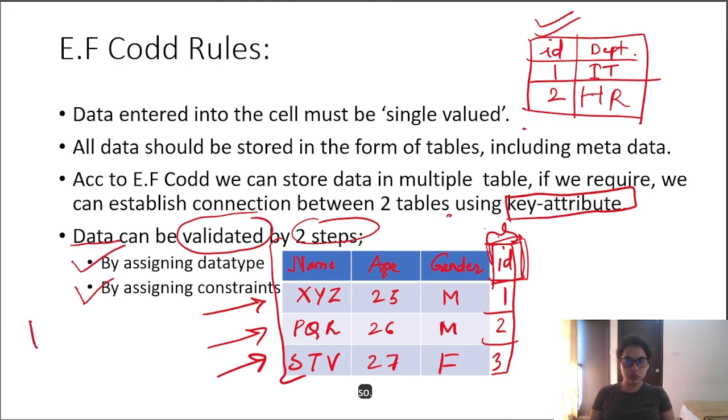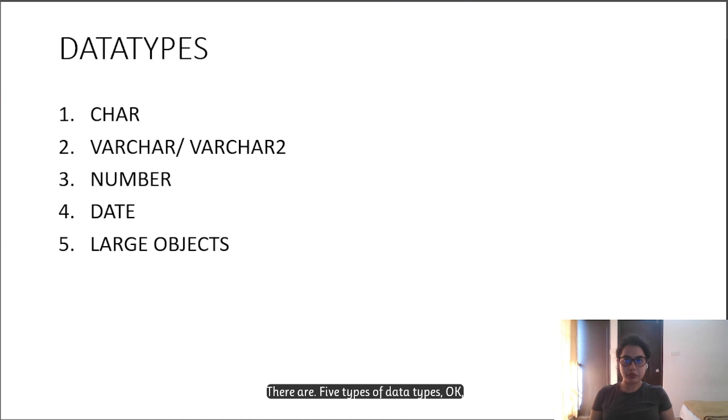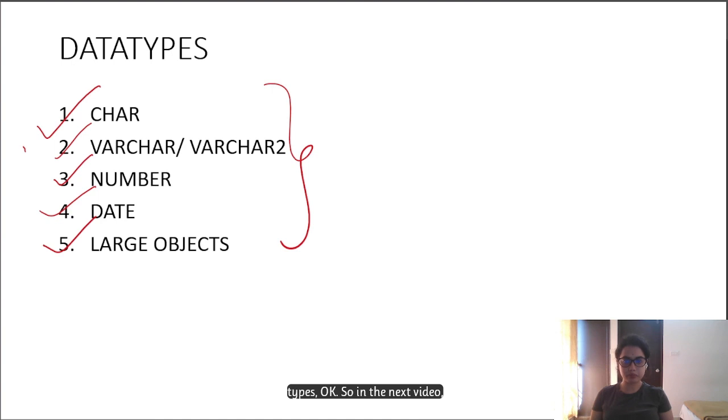Okay, so there are five types of data types. Okay, we have five types of data types. There are more, but basically right now, just for the basics, we'll go for these five data types. Okay, so in the next video we'll understand data types.